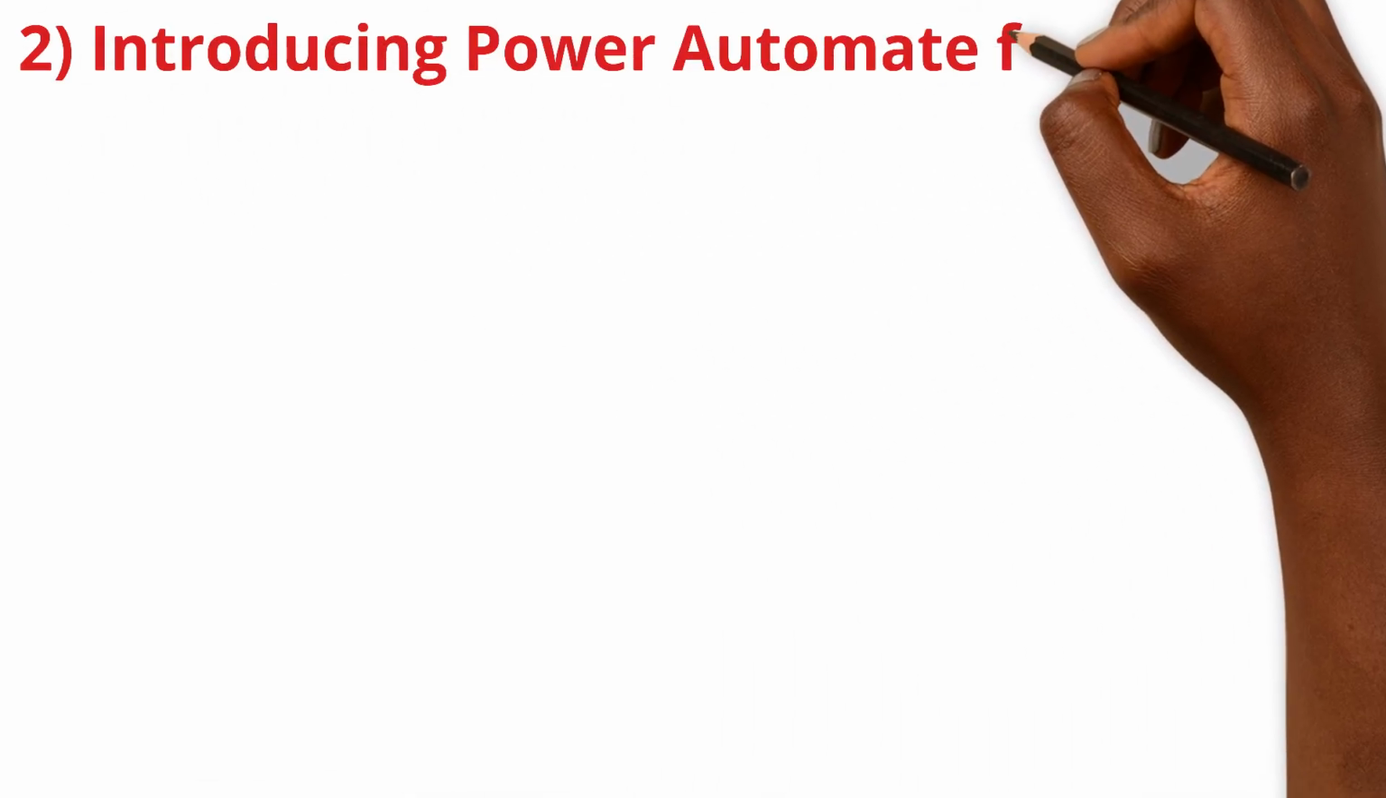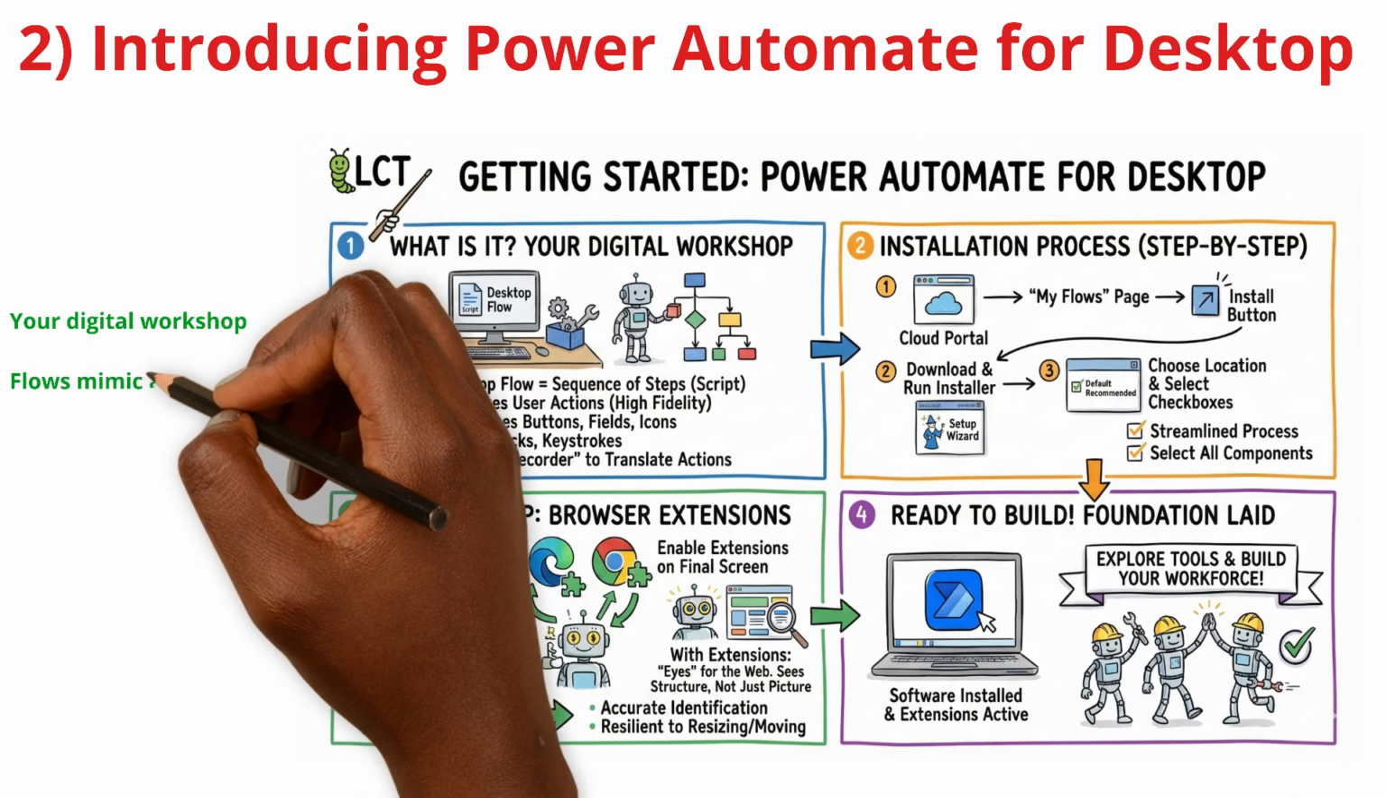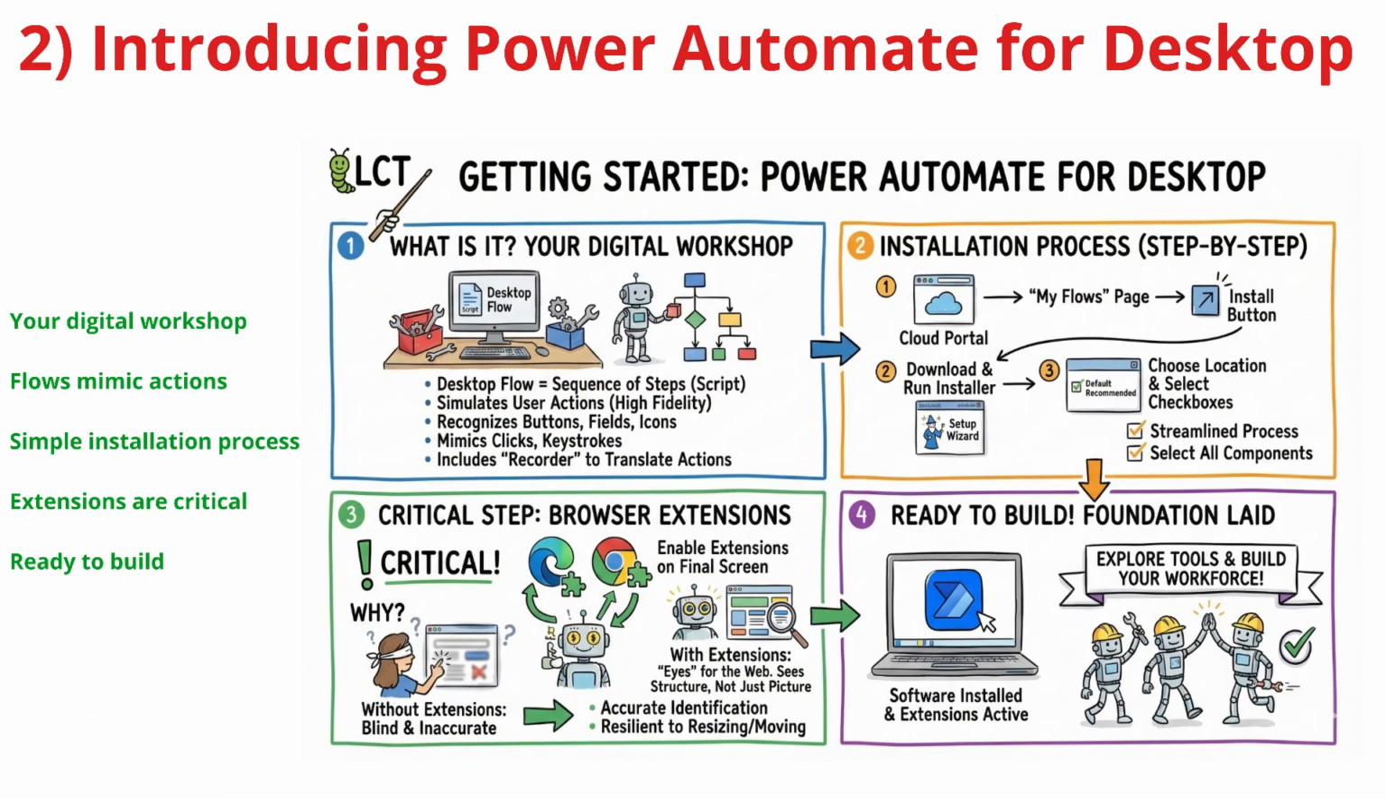Let's get started with Power Automate for desktop. Think of this application as your digital workshop. Here, you create desktop flows, which are essentially scripts of sequential steps. This tool simulates your exact actions, recognizing buttons, fields, and icons, and mimics your clicks and keystrokes. And it even includes a recorder to translate your physical actions into a reusable digital script.